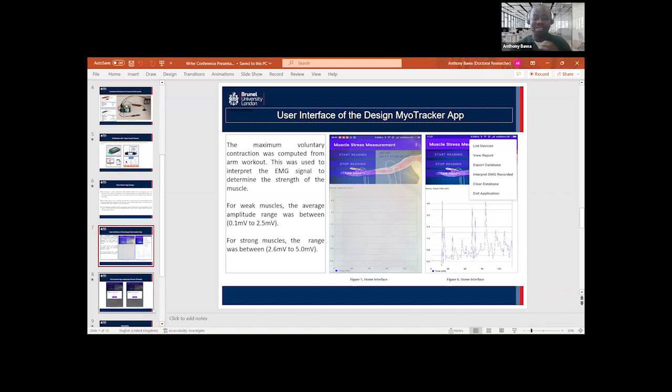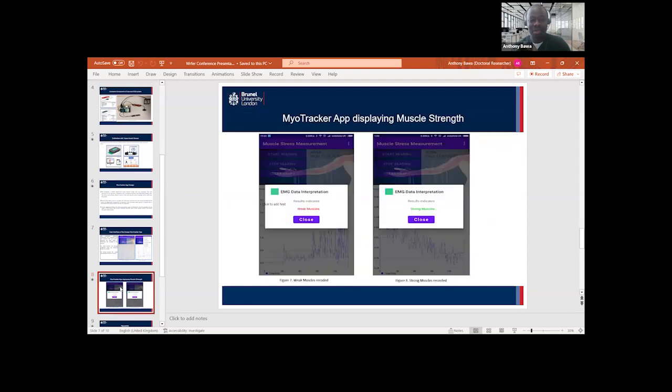After doing the experiment, we recruited three individuals to determine the muscle strength. We were able to get these two results here: a patient that has weak muscles and a patient that has strong muscles. I already mentioned that there are certain parameters that determine that this patient has weak muscles and this patient has stronger muscles. From the computation done in our single window, you can see the display showing that this patient has weak muscles, and this one here.